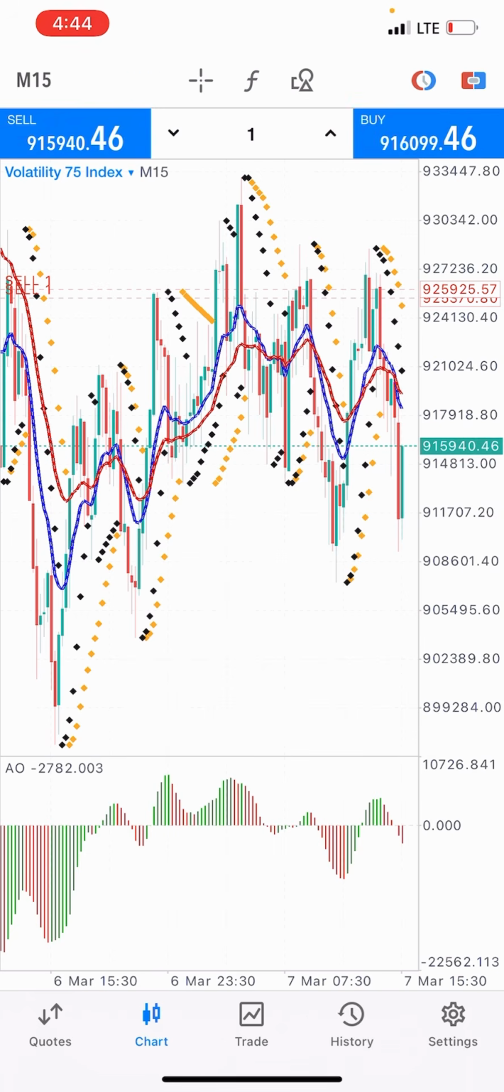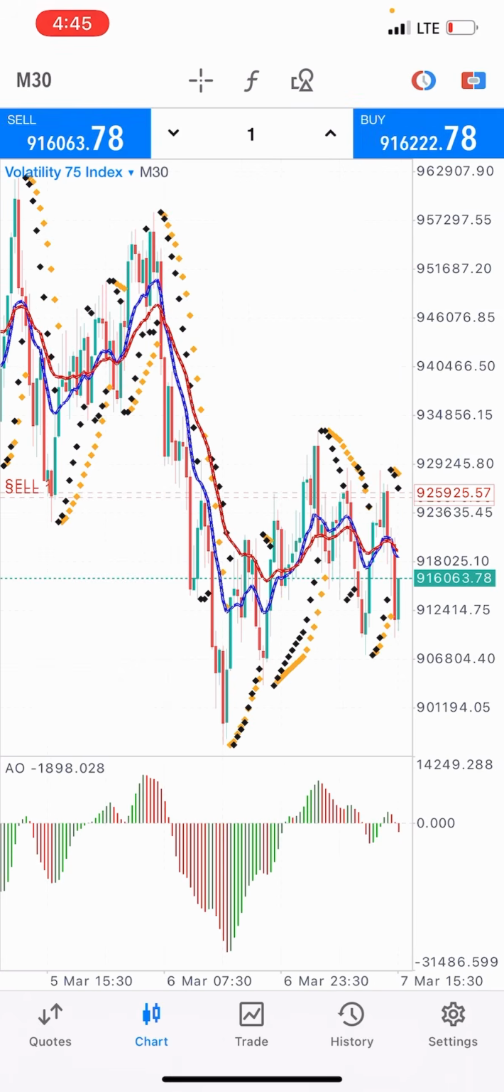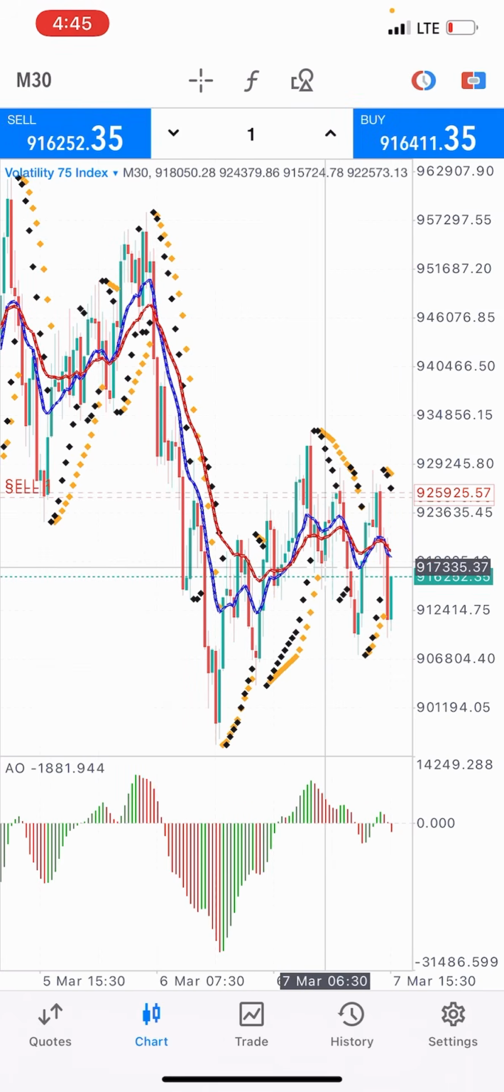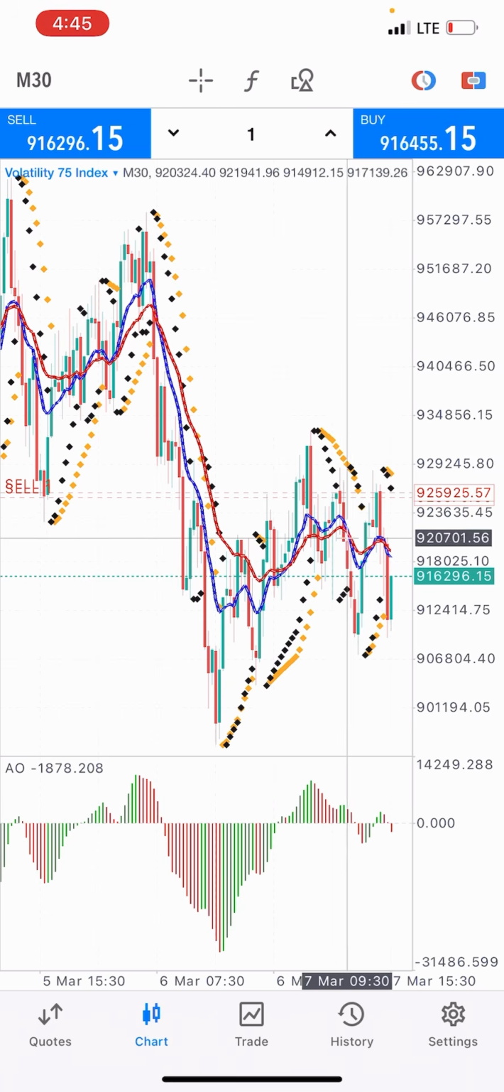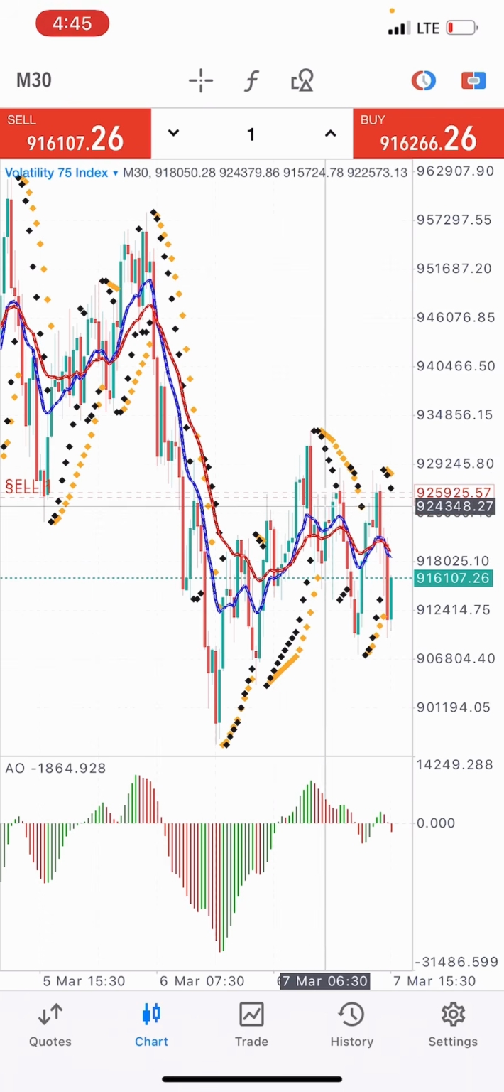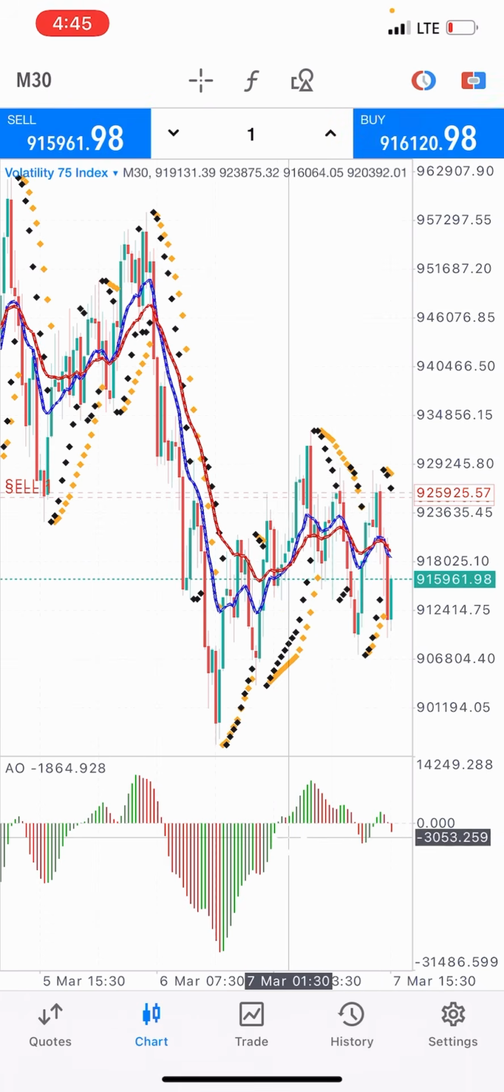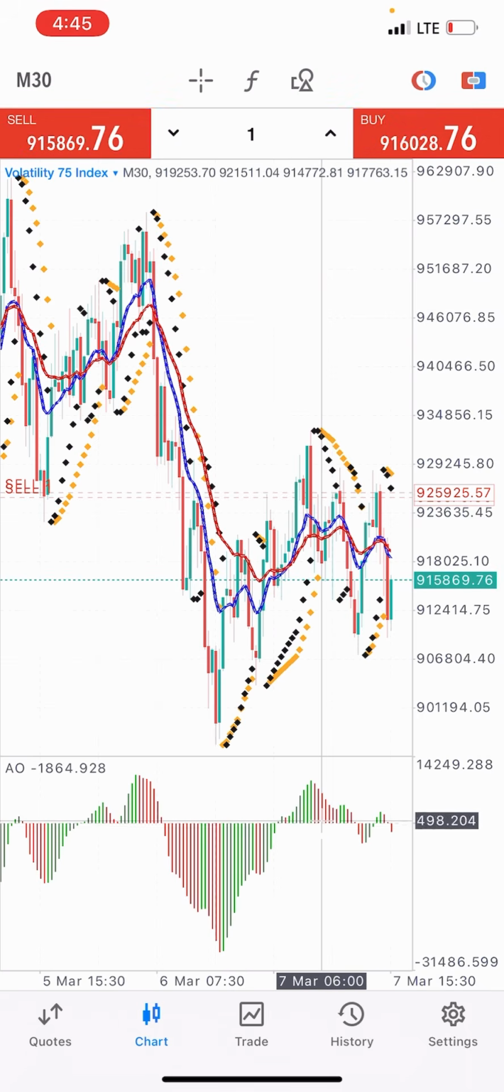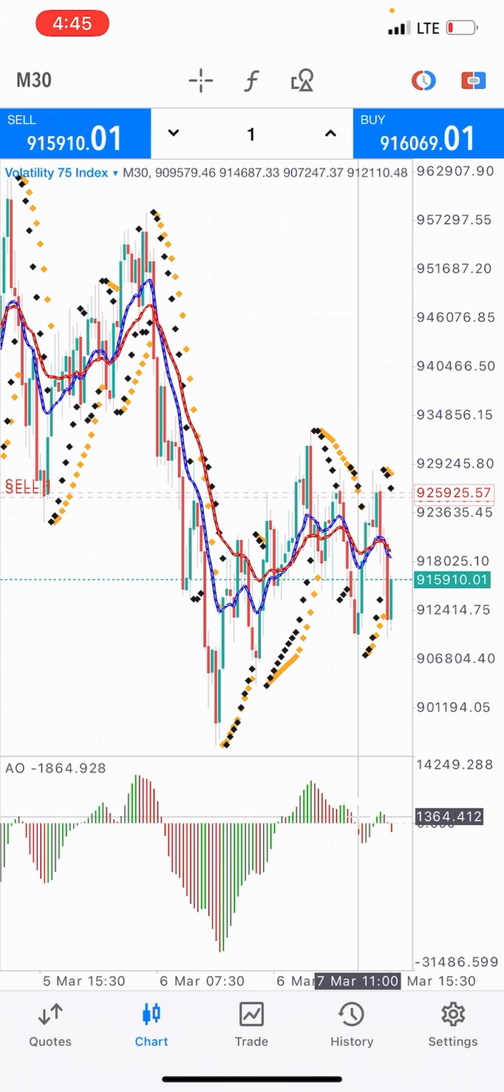To place this trade, I went to my 30-minute and 1 hour. I used the 30-minute, 1 hour, and 4 hour for the analysis. First of all, on the 30-minute time frame, I saw that the red moving average crossed above this blue line. Again I saw the yellow parabolic SAR above the black parabolic SAR, and again I saw the awesome oscillator below the zero level, which is this red one coming below the zero level at this point.